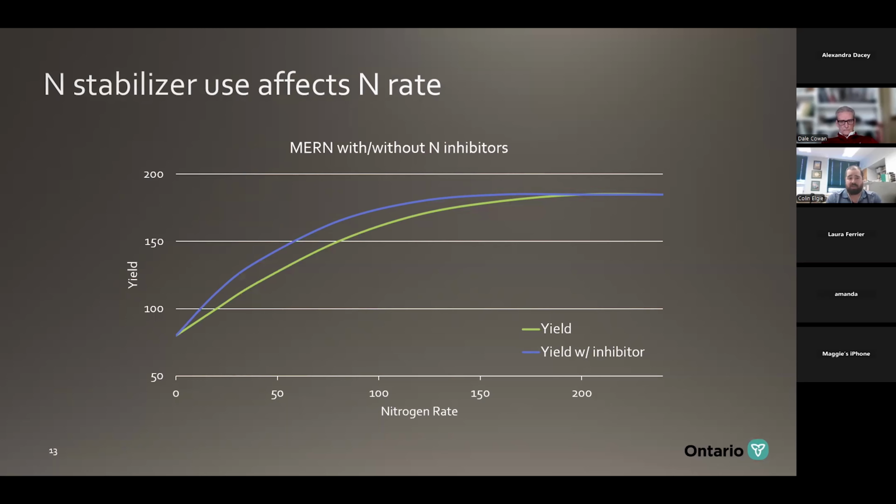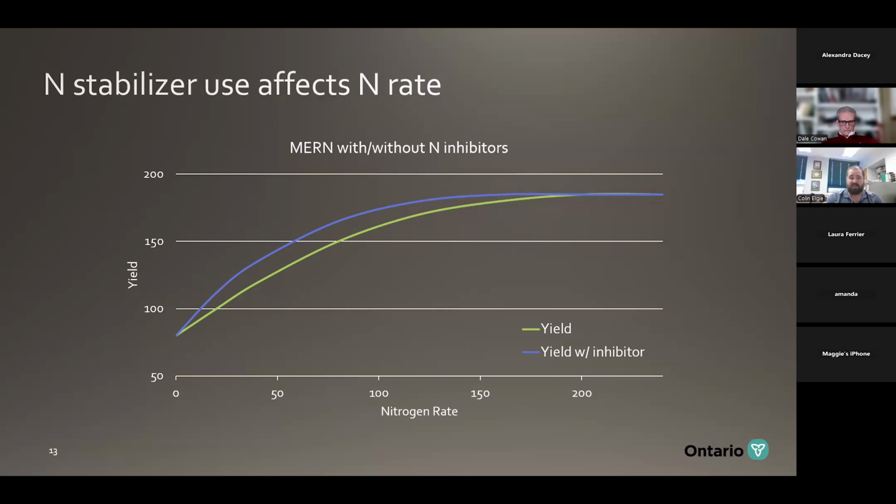And so we can see that that green line shows as we increase our nitrogen rate, we eventually hit a plateau. In this case, it's somewhere around 200 pounds of nitrogen per acre that gives us our maximum yield. And if we apply more than that, we don't really see any subsequent increase in that yield. And then in our blue bar here, we've got the corn yield with nitrogen inhibitor.